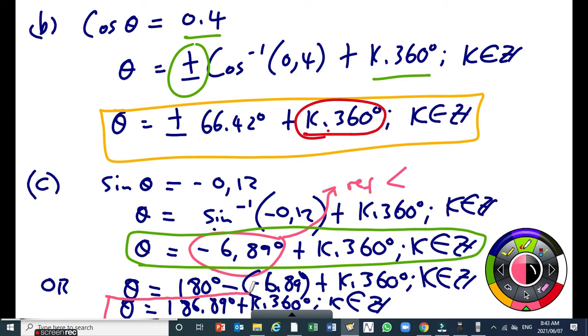So two general solutions. Always, when you find the general solution for sine, you must get two answers. This plus or minus here means there are two.